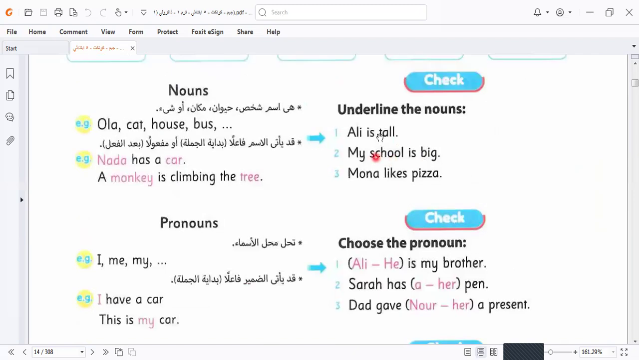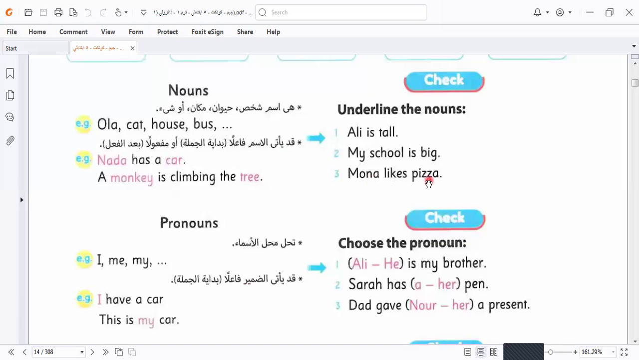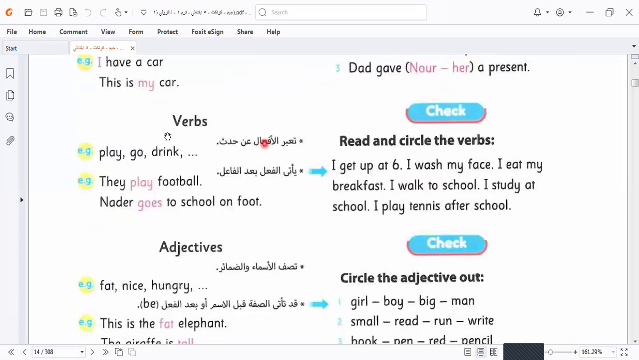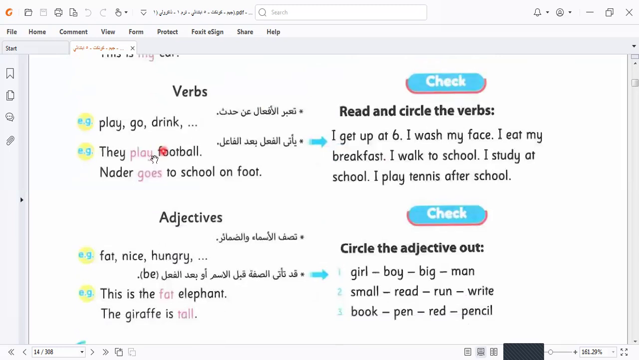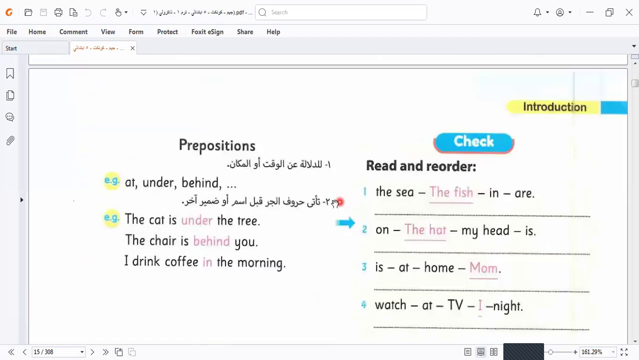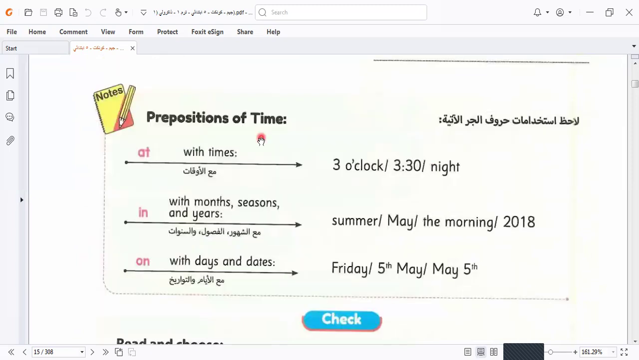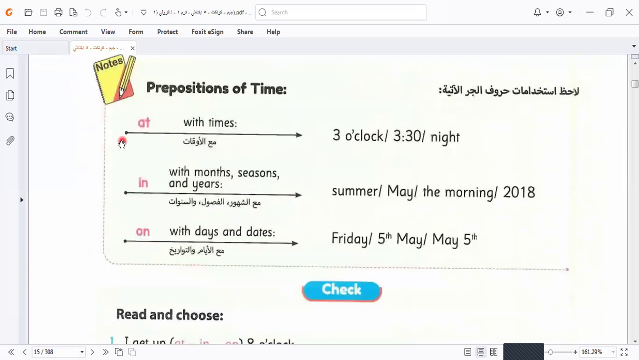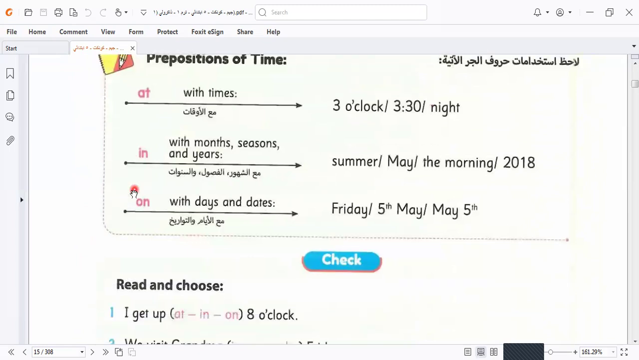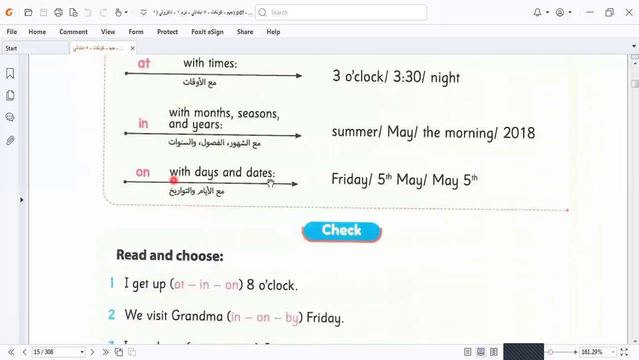My school is big. So here, this is an adjective, and this is an adjective. Mona likes pizza. So it's the subject, a verb, and this is the object. Okay. Here we have some verbs like they go, and so on. Adjectives like fast, nice, hungry. Prepositions: at, under, behind, in, and so on. We have here prepositions used for time, like at, in, on. At is used with time, in for months, seasons, and years, as we took it before, on for days and dates.